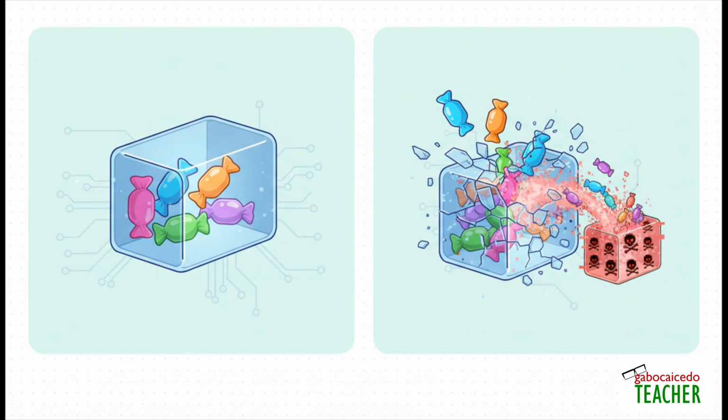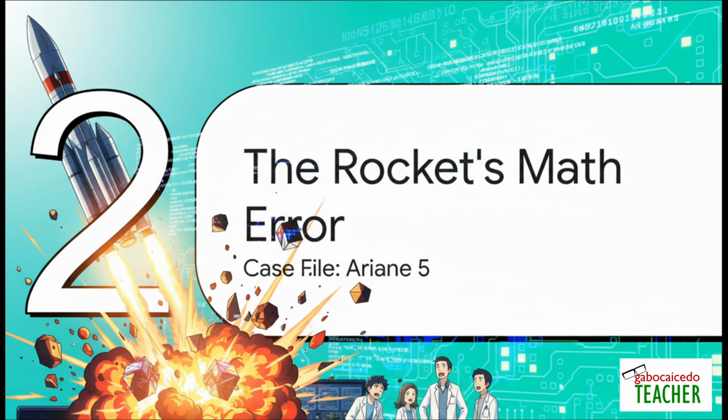Let's make it even simpler. Imagine you've got a little candy box, and it's designed to hold exactly 5 pieces of candy. Now, what happens if you try to shove 10 candies in there? Well, they're going to spill out, right? In a computer, that spillage doesn't just make a mess on the floor. It spills into the next box over, corrupting whatever data was in there and causing total chaos. And that digital chaos? It can have some pretty spectacular real-world consequences.